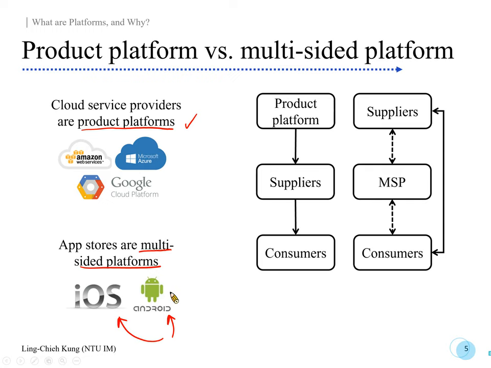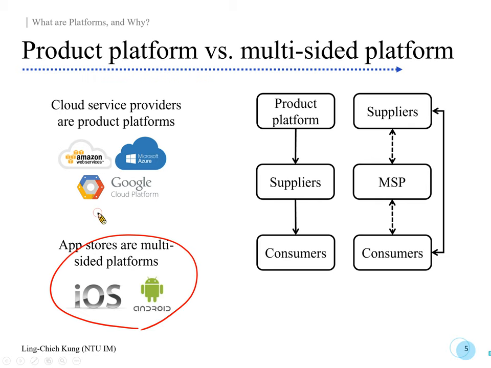So you first join a platform, a multi-sided platform, and then you get connected to a set of suppliers, all right? And the decision here is going to affect the set of suppliers that you may get connected with, all right? So that's the difference. So that's why I say iOS and Android, they are multi-sided platforms, but GCP, AWS, they are product platforms.